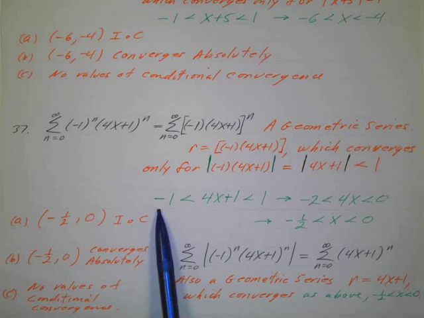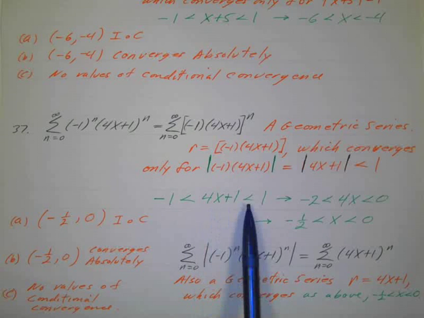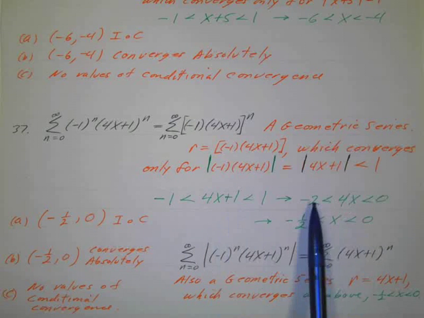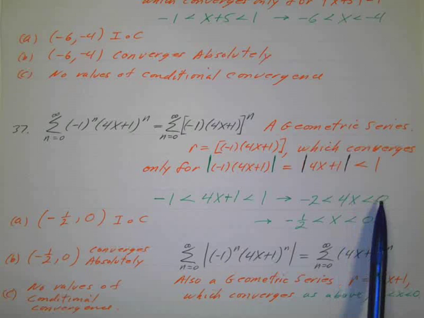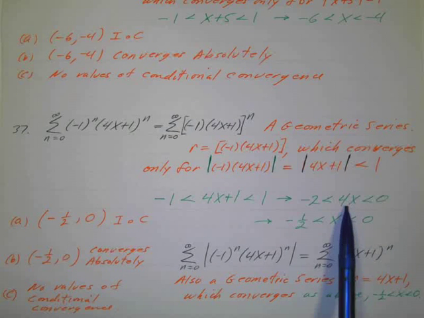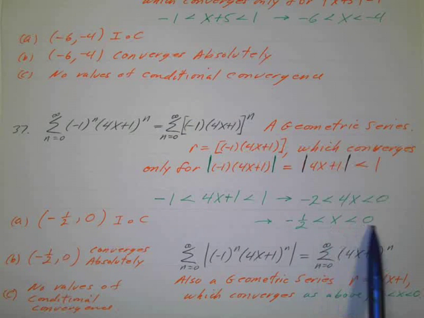Which implies that -1 is less than 4x plus 1, which is less than 1. If I subtract 1 from both sides, I get -2 less than 4x less than 0. And if I divide by 4, I get -1/2 less than x less than 0. And that's my interval of convergence right there.